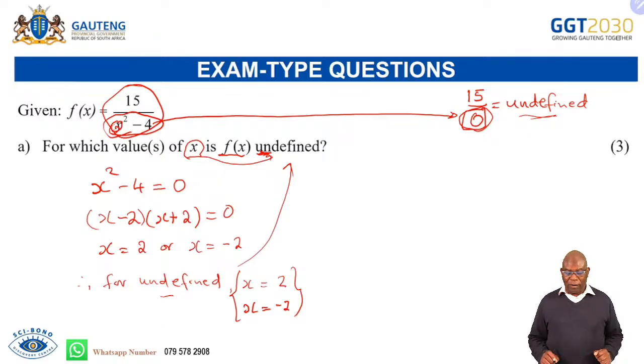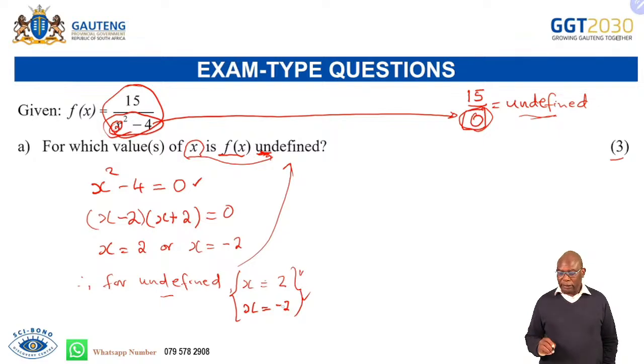That's when it is undefined, because they need the values of x that will make that whole thing undefined. Why the 3 marks? It is because you still need to equate the denominator to 0. And the other 2 marks will be for the answer.